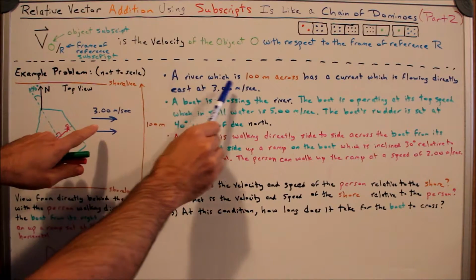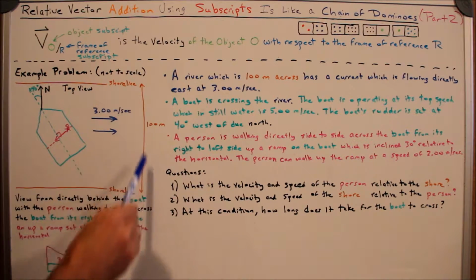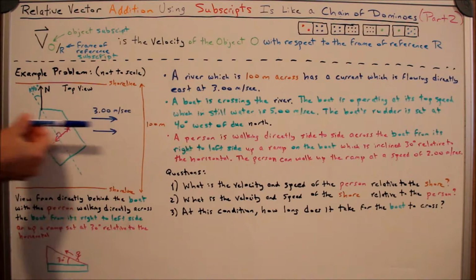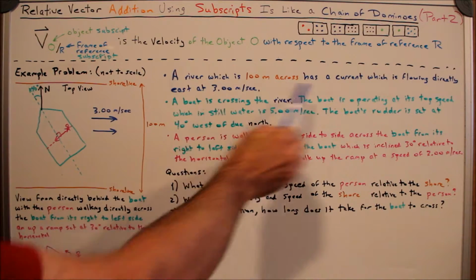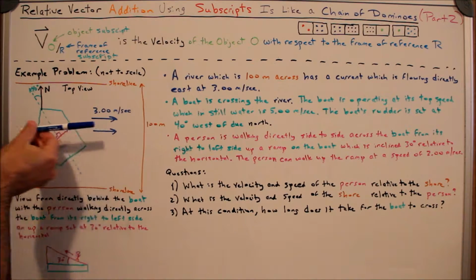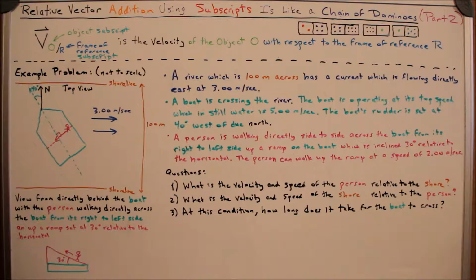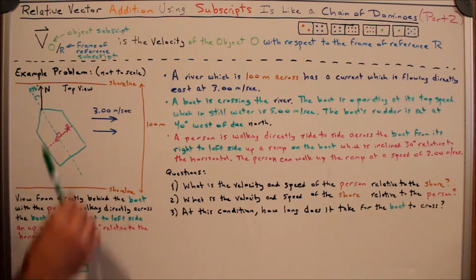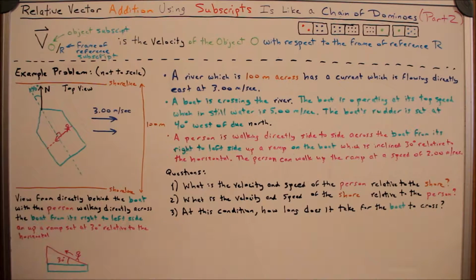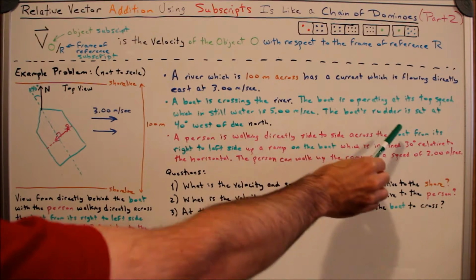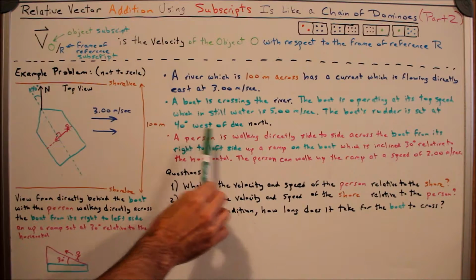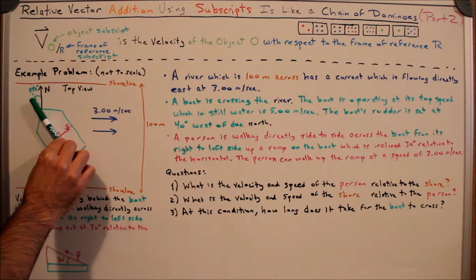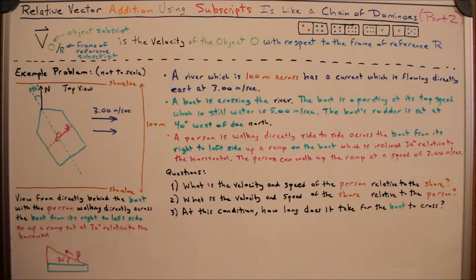So first of all, we have a river which is 100 meters across, and it has a current flowing directly down it, and its current's flowing at 3 meters per second due east. Then we have a boat which is crossing this river, and the boat's operating at its top speed, which in still water is 5 meters per second, and the boat's rudder is set at 40 degrees west of due north. So that's the direction the boat's rudder is set at, 40 degrees west of due north.